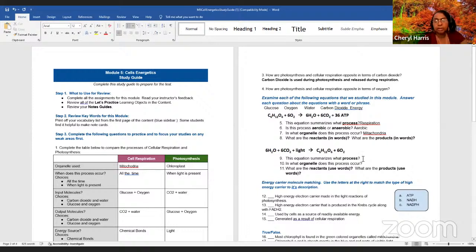So we're starting with, and I might as well answer 11 so that we can get through this real quick. So we have water and we have carbon dioxide. So I'm answering number 11.